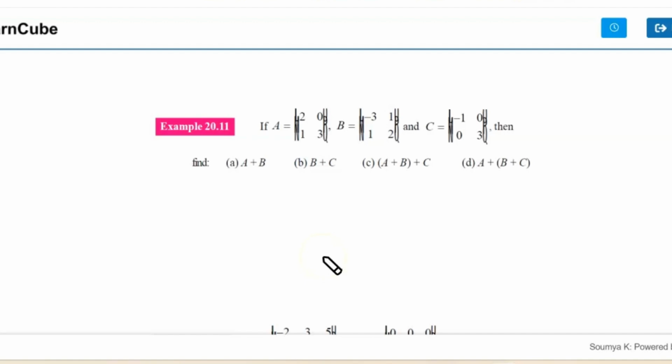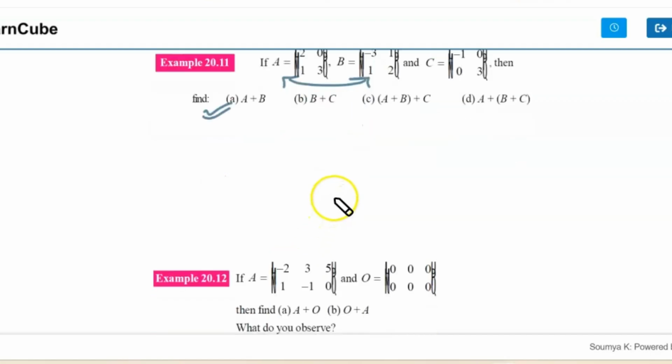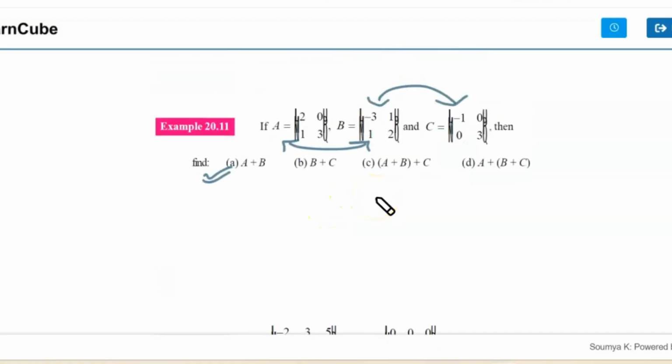So we have another example here, 20.11. The first question asks you to find A plus B, which you can easily add these two matrices and find out the result. B plus C, B and C matrices also you can add and find the result. Now we can go for a little bit of change, where we can find out A plus B and when added to C, what is the result, and we can check for this. So if you find out these two, you will know that it is the associative property. Okay, so A plus B plus C.